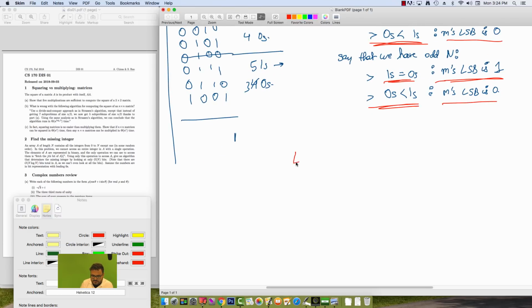Essentially, look at LSBs, create ones list. So create a list of all the numbers with 1s in the least significant bit. So for instance, this one, this one, this one, and so on. Essentially all the odd numbers. And create a 0's list. Let's call it 1L and let's call it 0L.